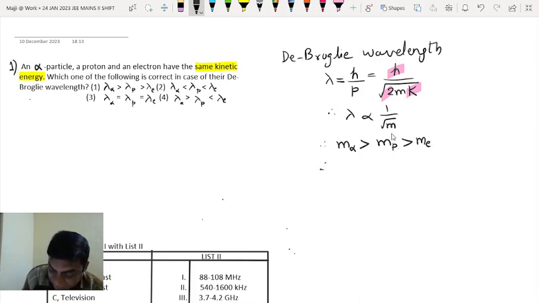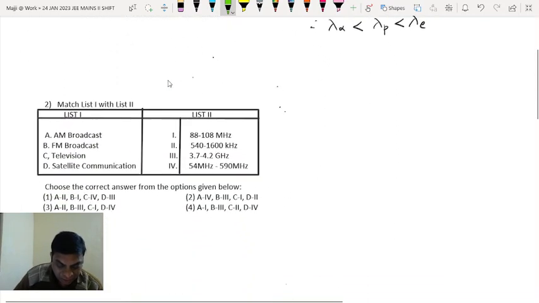So since lambda varies inversely as root m, I can write lambda A is less than lambda P, which in turn is less than lambda E. So the correct option is the second option. Clear? Let us move to the next question.